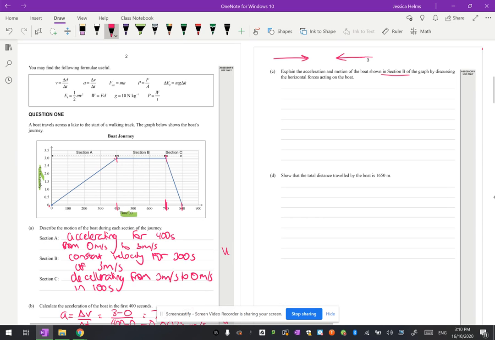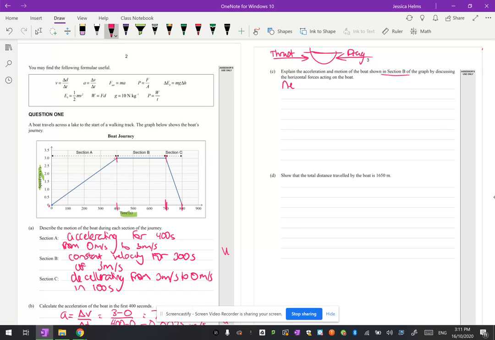Okay, so we have a boat, and we know that the boat, this is my poor boat, is being pushed along, so it has thrust forces, but we also know that it has some drag forces. These drag forces are equal and opposite to the thrust forces, and that is why it is not accelerating, because we have equal and opposite forces.